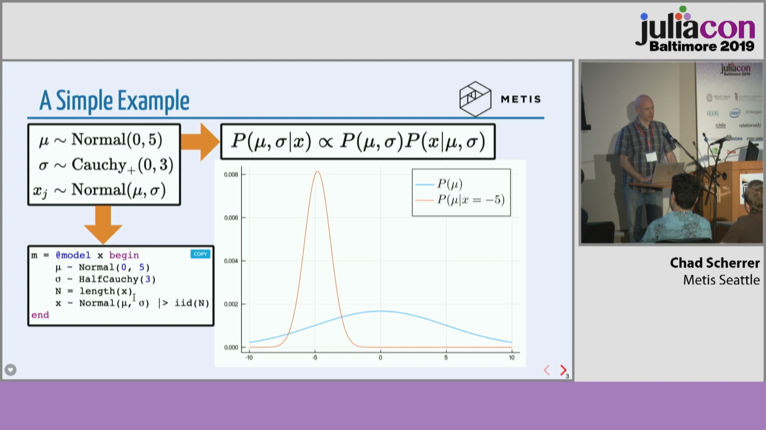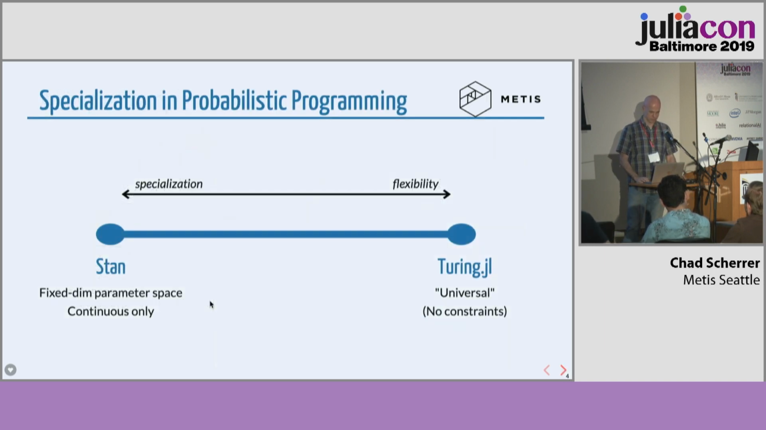There are a couple of combinators that I've introduced. So one of them is the IID combinator. So here, if you say IID of n, that itself is a function that takes a distribution and gives you a new distribution that's just the tensor product of that many independent copies of the distribution.